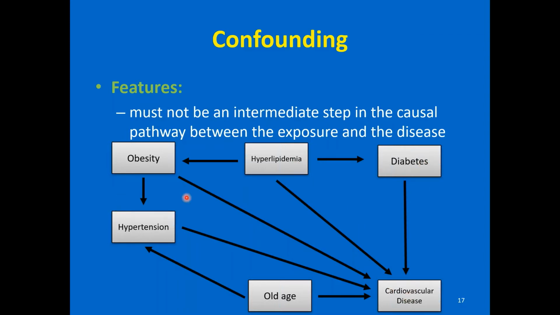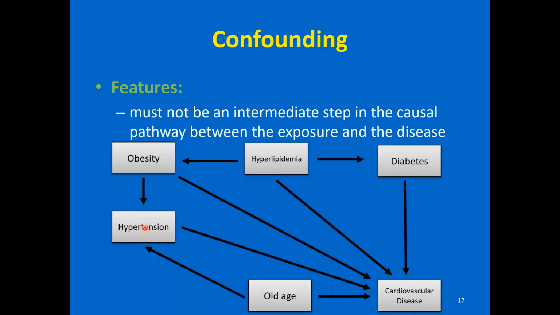But let's take a look at the association between obesity as an exposure and cardiovascular disease as an outcome. Hypertension is associated with obesity and with cardiovascular disease, and hypertension is in the causal pathway between obesity and cardiovascular disease. This makes hypertension not a confounder, but a mediator.